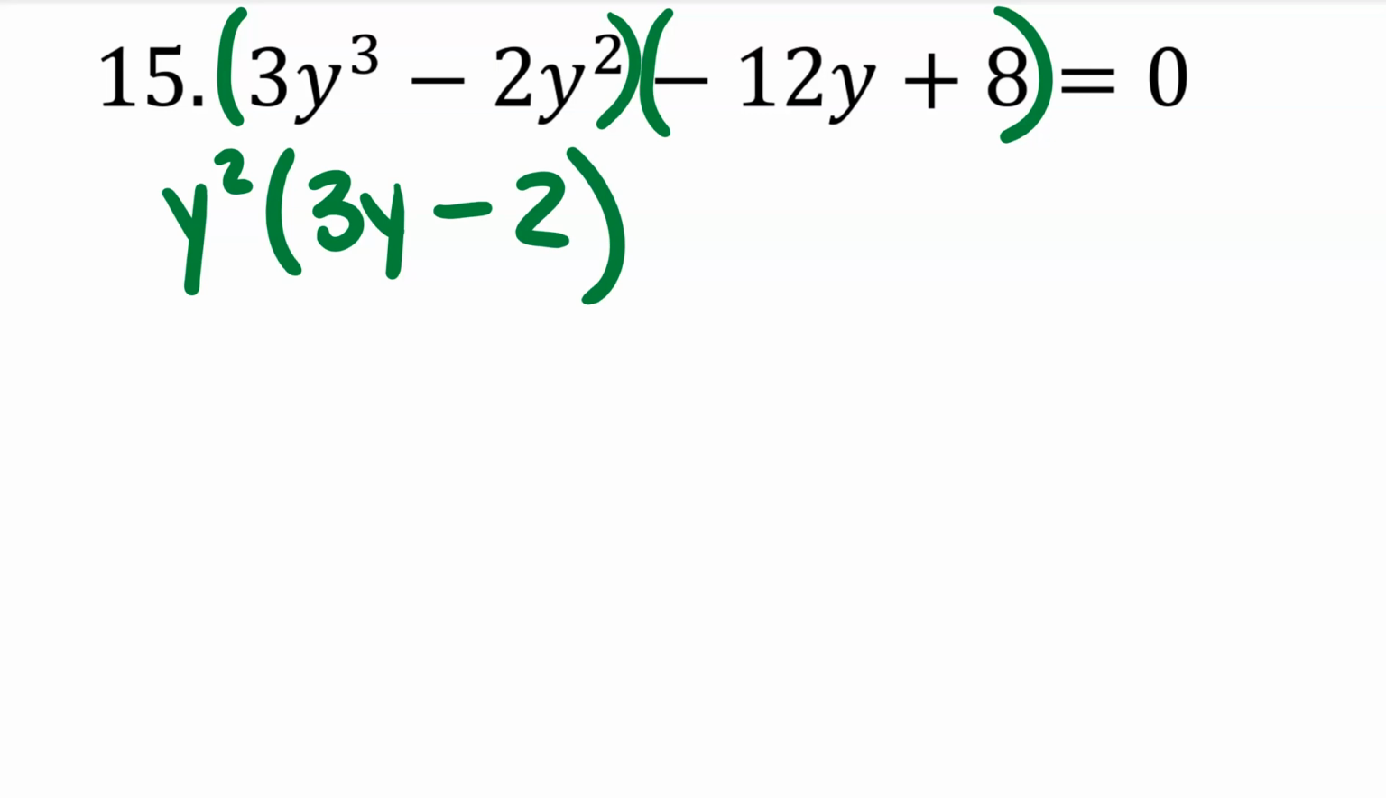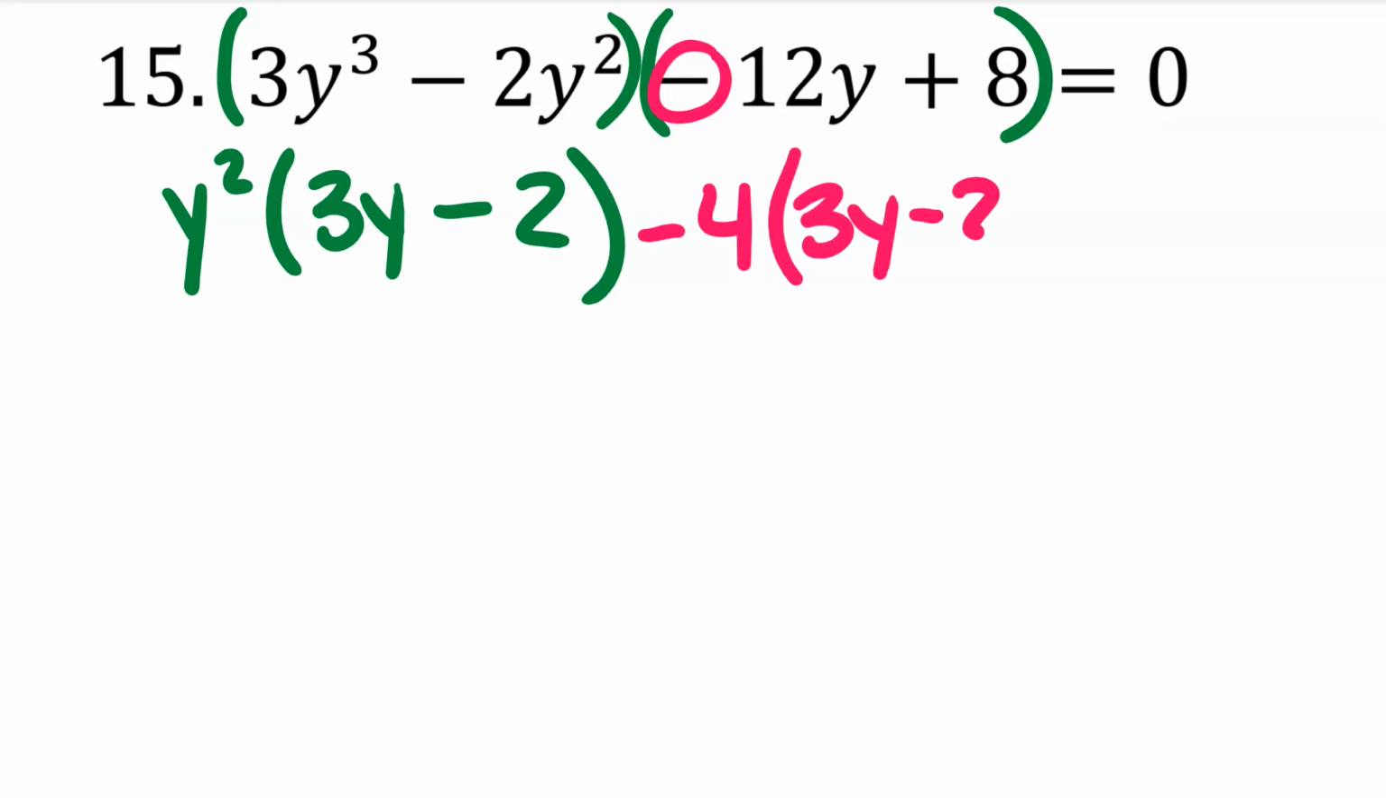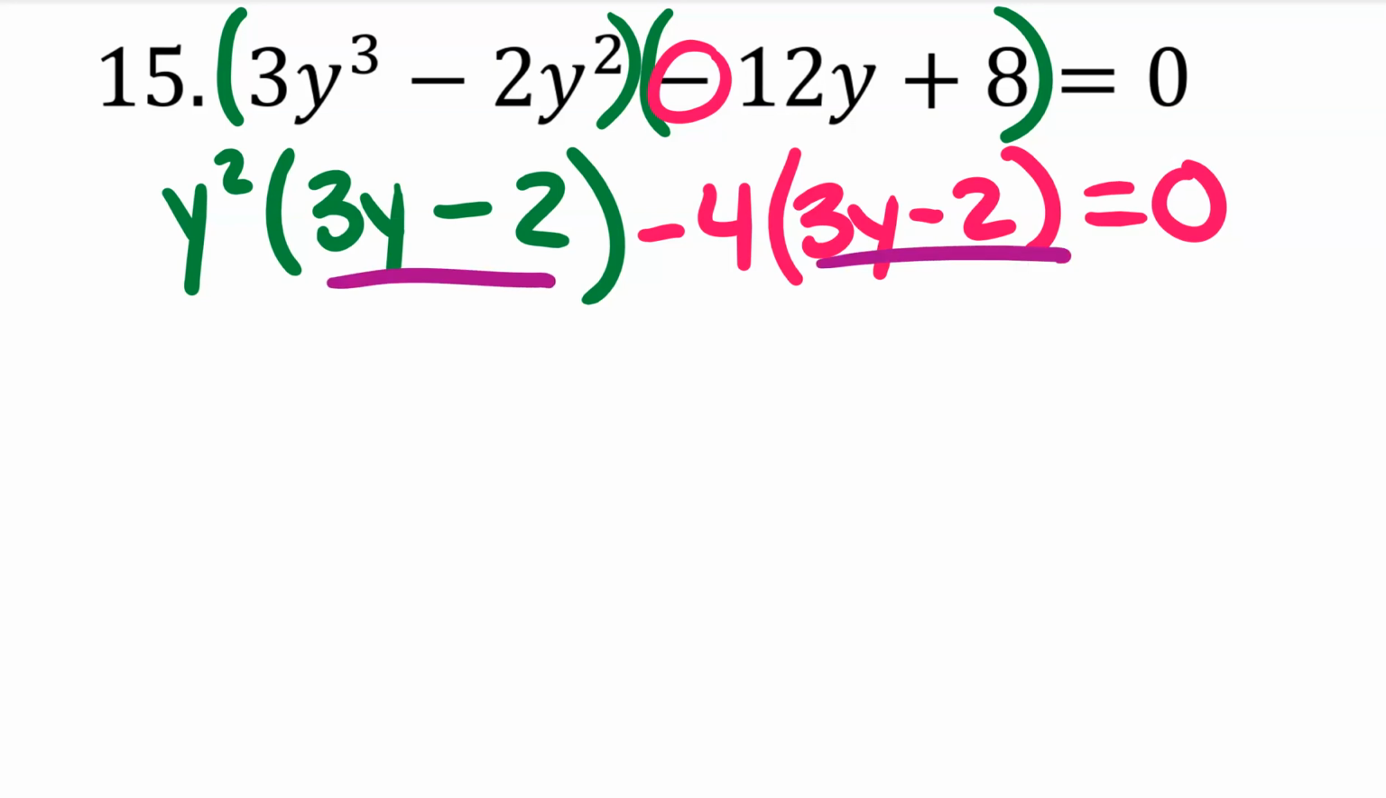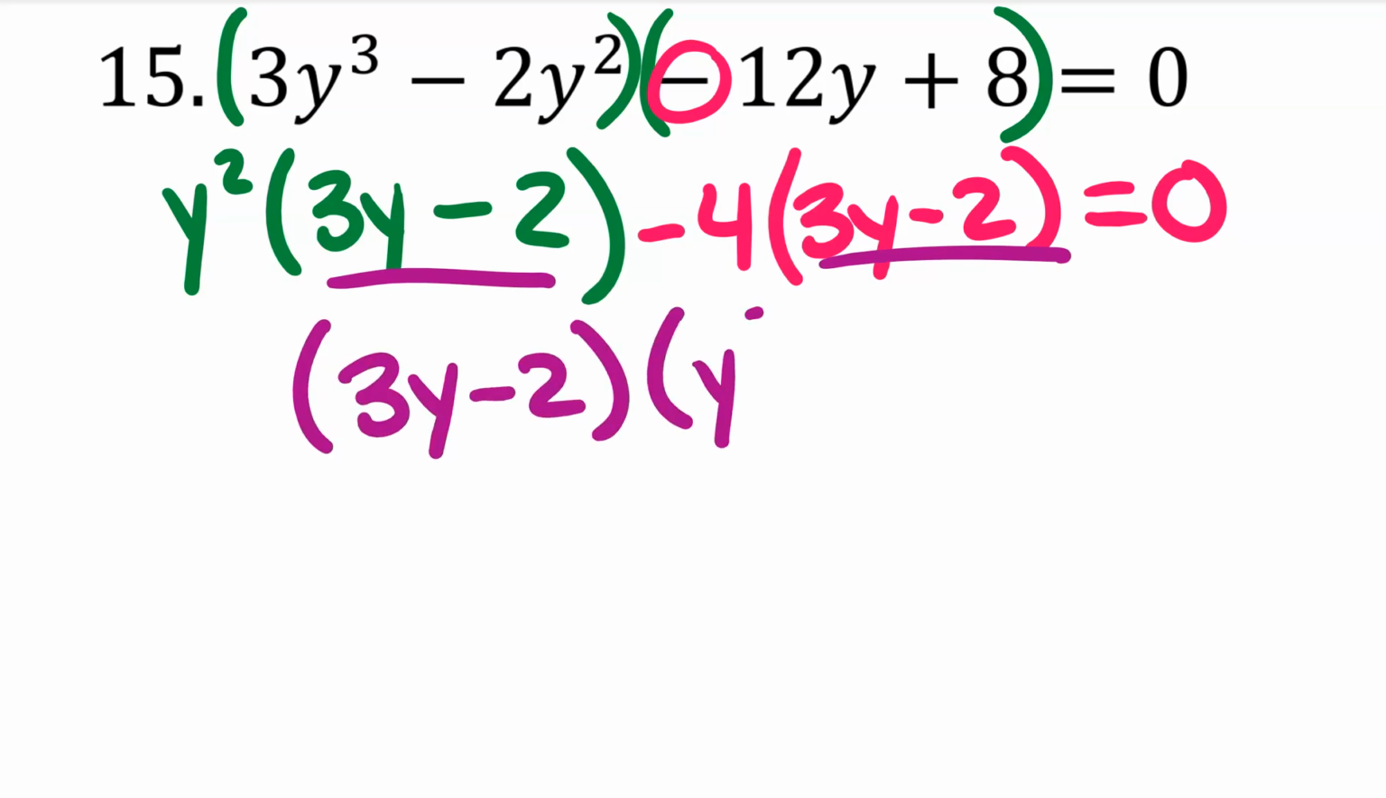Second parenthesis, I have negative 12y plus 8. So I'm definitely going to take out a negative because I want them to match. So I'm going to take out a negative, and then they can both be divided by 4. So 3y minus 2 equals 0. Matching goes in one, so 3y minus 2 goes in one. Y squared minus 4 goes in the other.